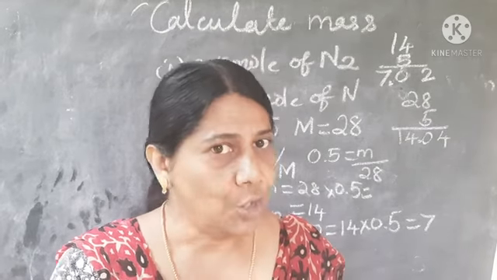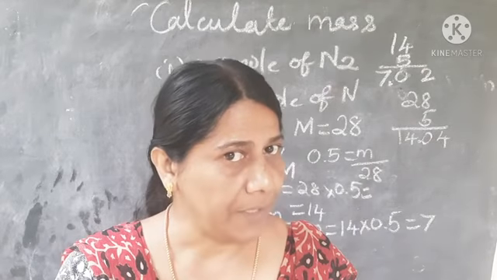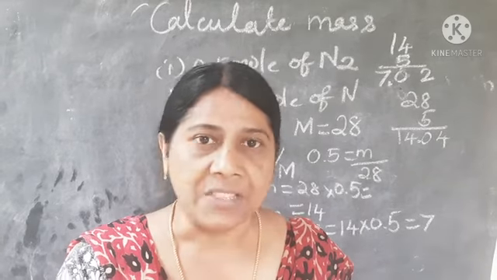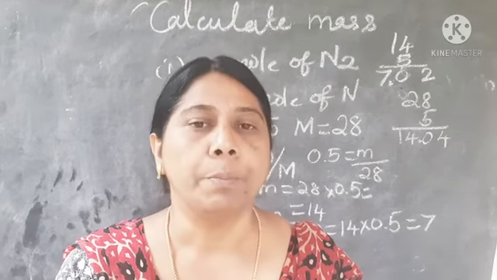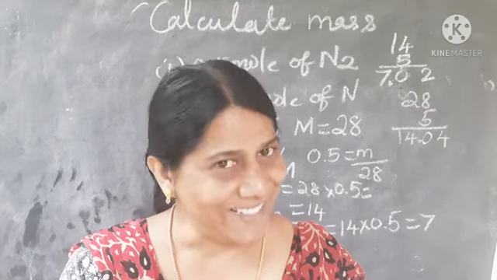And two formulas you have learned: n is equal to small m by capital M, and it is equal to N by N0. And we have solved 2 problems. Hope you understood it. With this, the lesson is over.